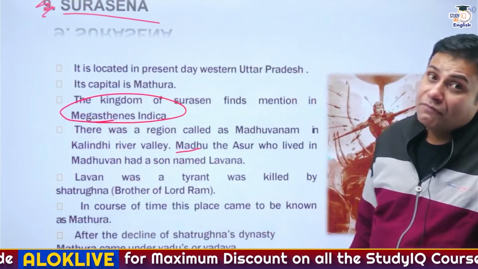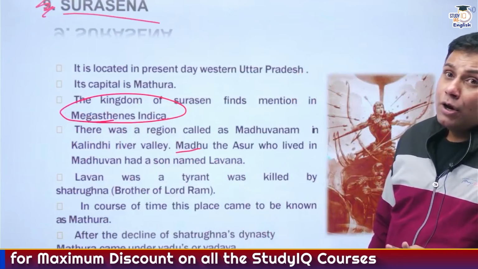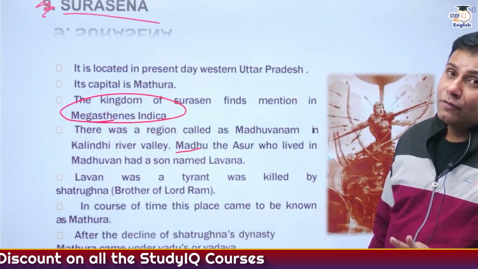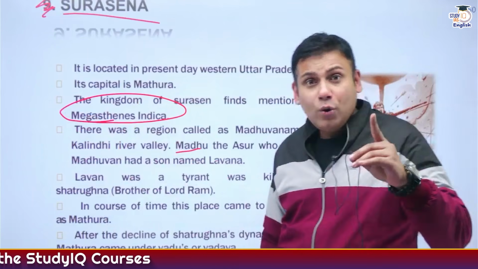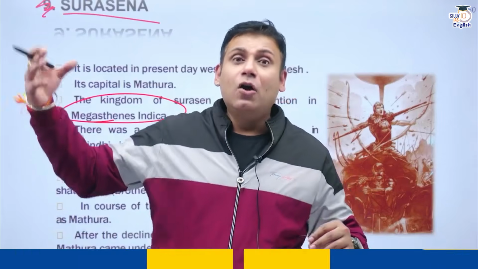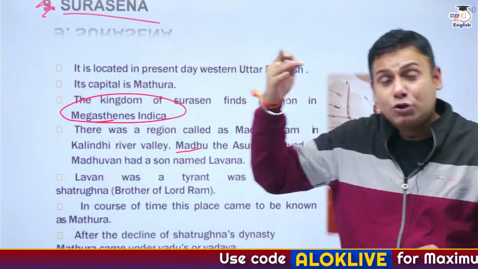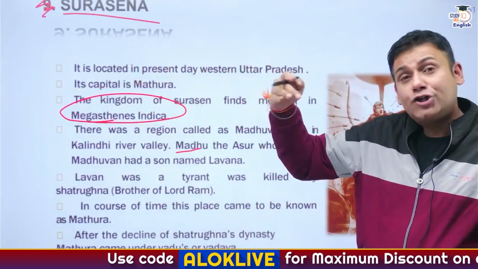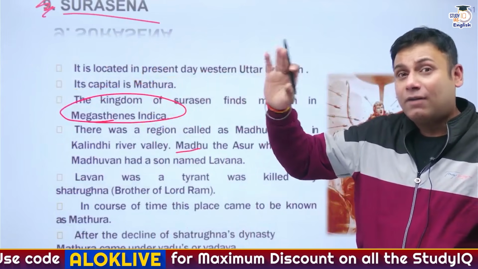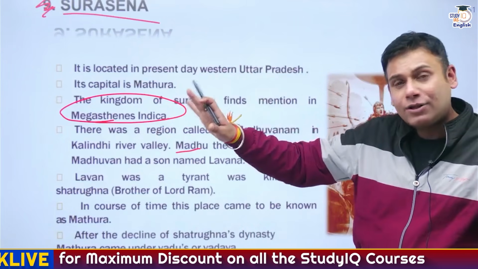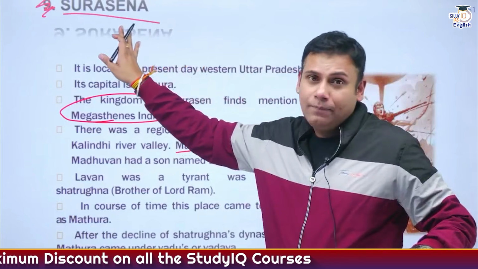And Lavan was finally defeated by whom? Shatrugna, the ruler of Shatrugna dynasty. Do you know who is Shatrugna? The brother of Lord Ram: Lakshman, Bharat, Shatrugna, correct? So the ruler of Shatrugna dynasty, Shatrugna, defeated Lavan, and he established a dynasty in the region of Mathura.